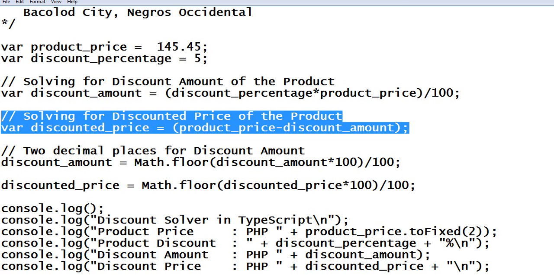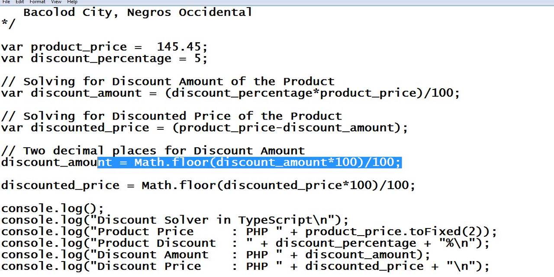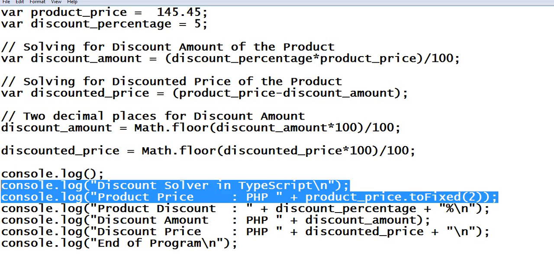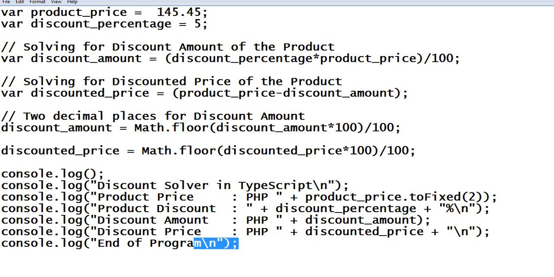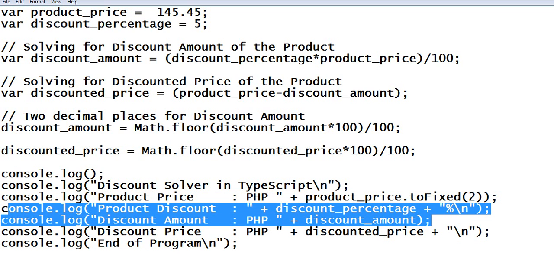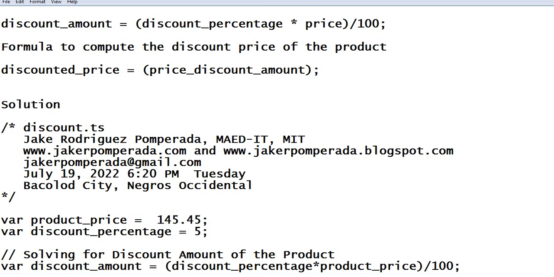Okay, so discount amount equals Math.floor of discounted price multiplied by 100, divided by 100. We want to have two decimal places here, the same thing here. So we have here Discount Solver in TypeScript, product price with two decimal places using toFixed(2), and then percentage, discount amount, discount price, and a message which informs the user that the program has ended.